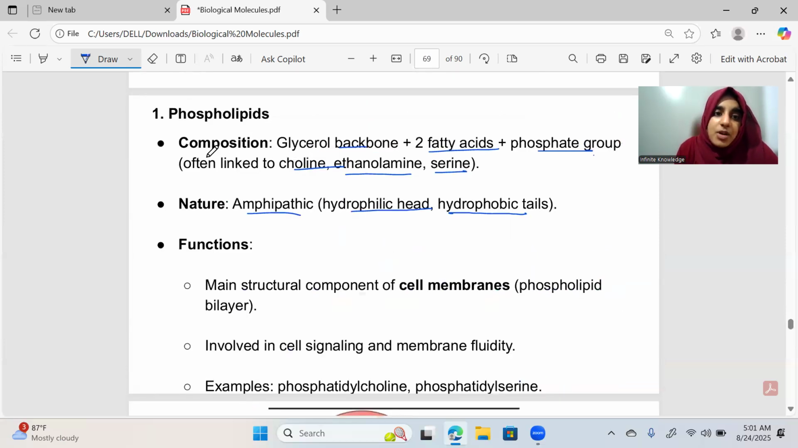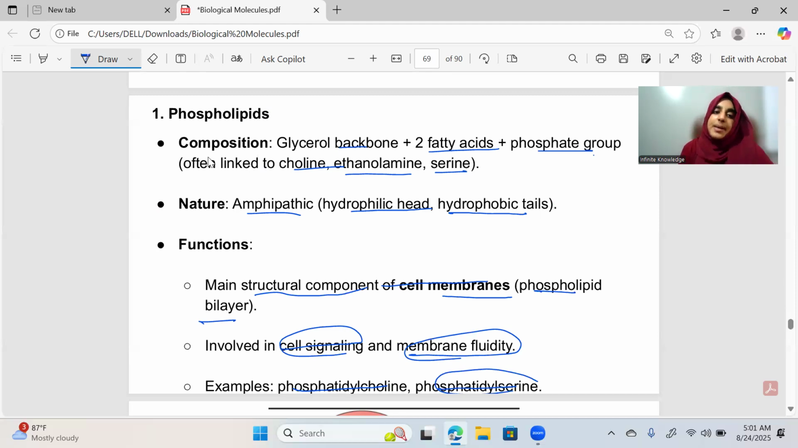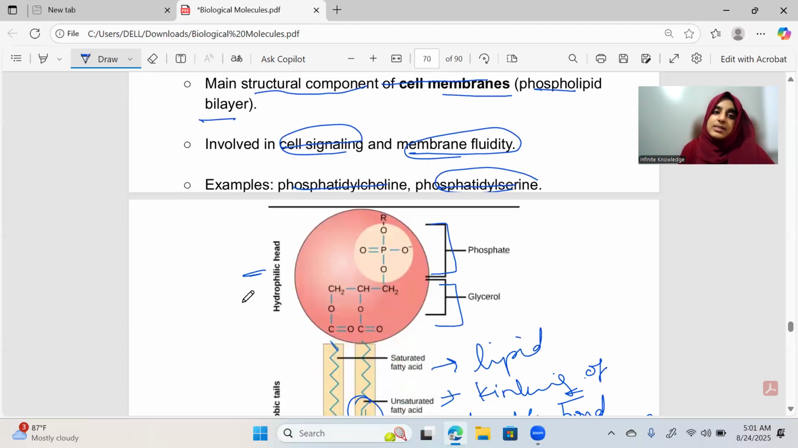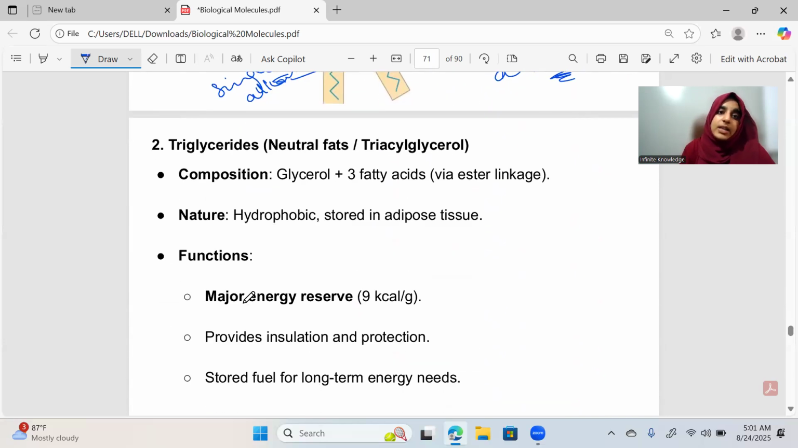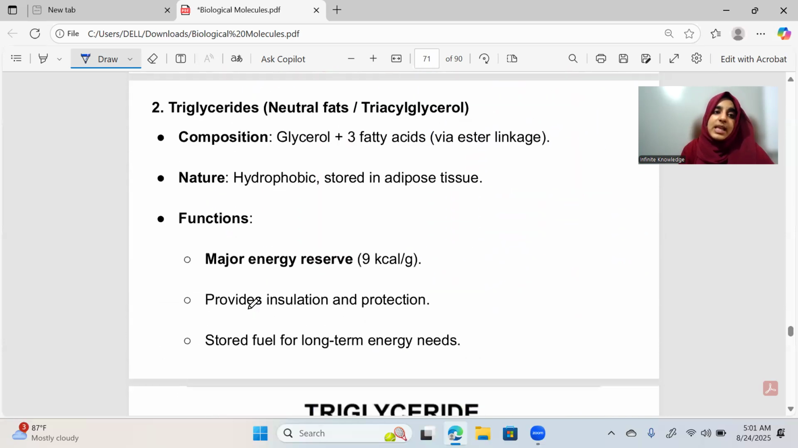Now, the function of phospholipids is that it is the main structural component of the cell membranes. It is a component of the phospholipid bilayer. It is involved in signaling, and it is also involved in the fluidity of the membranes. The examples are phosphatidylcholine and phosphatidylserine. These are a part of the cell membrane.